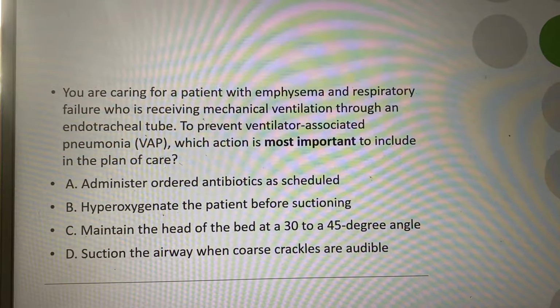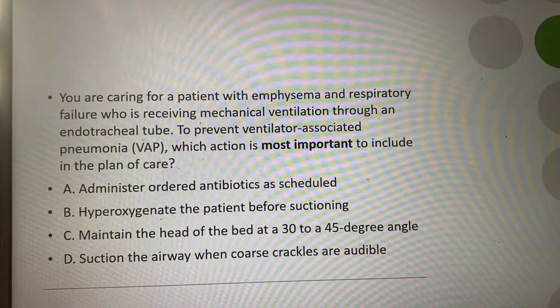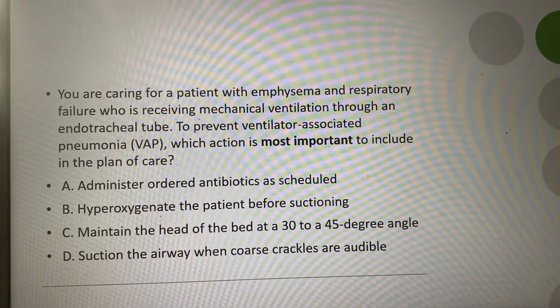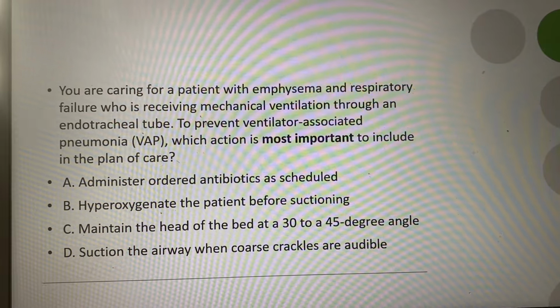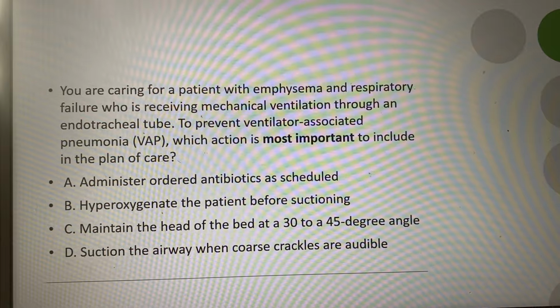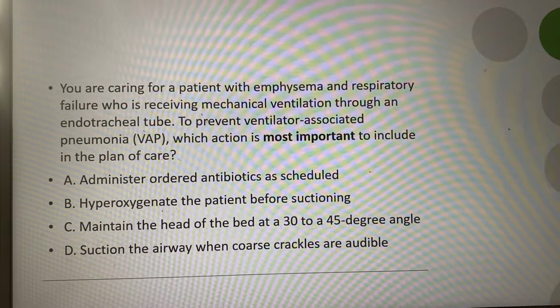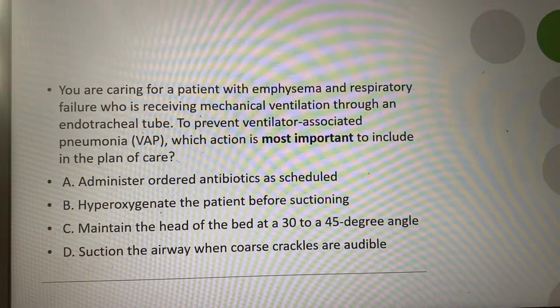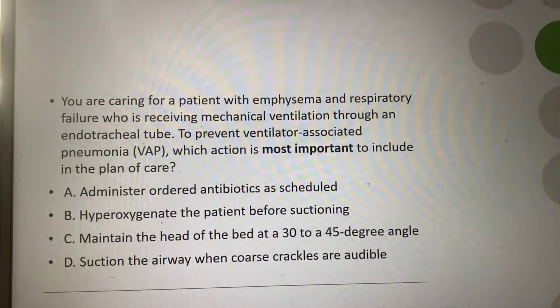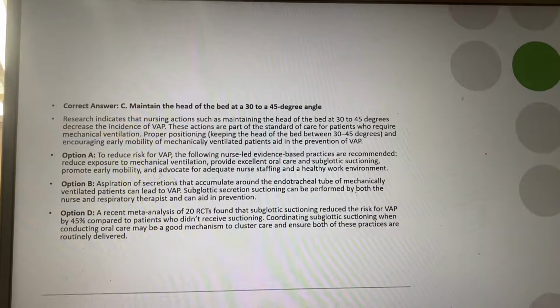So, administer ordered antibiotics as scheduled. Yes, that's going to be important, especially if they have it. Hyperoxygenate the patient before suctioning. Suctioning is definitely important. Suction the airway, D. But the most important thing, again non-invasive, is head of bed positioning. And so this is a nurse's lab question.